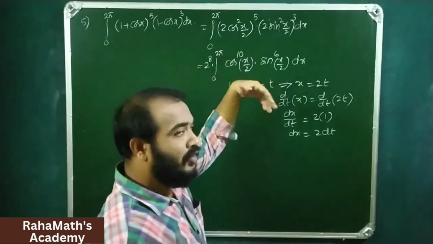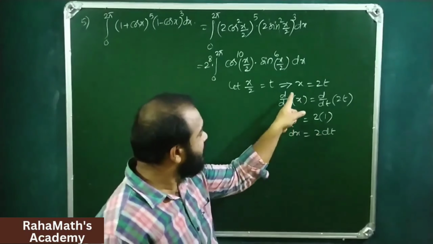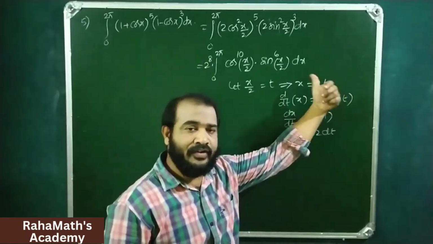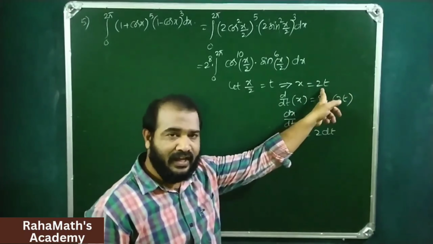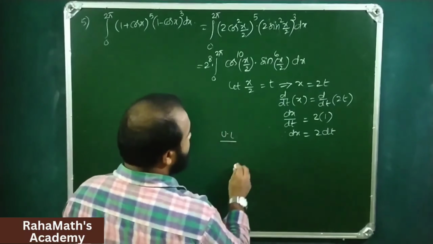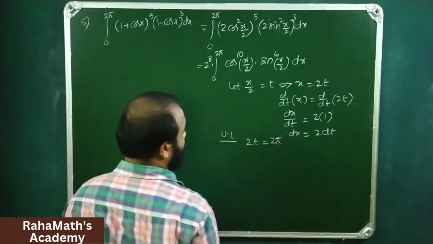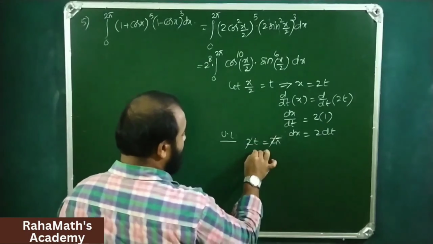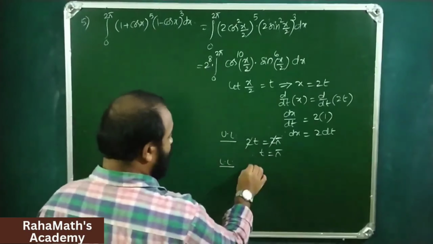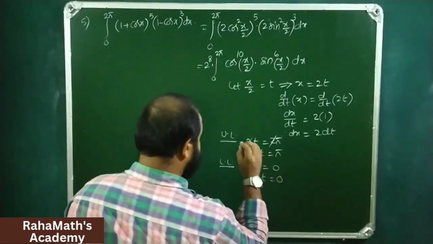Now this is the function of x. 0 to 2 pi are also the limits of x. X is the variable of integration. This x we are changing into t, which is the new variable of integration. For this new variable of integration t, we have to change the limits. Upper limit: 2t is equals to, x value is 2 pi. So 2 gets cancelled, t is equals to pi. Lower limit: 2t is equals to 0. Therefore t is equals to 0.